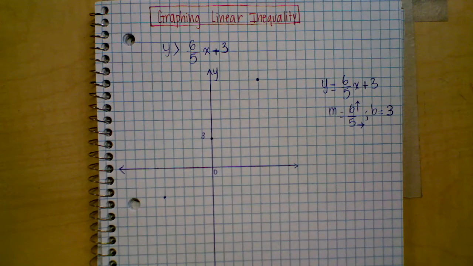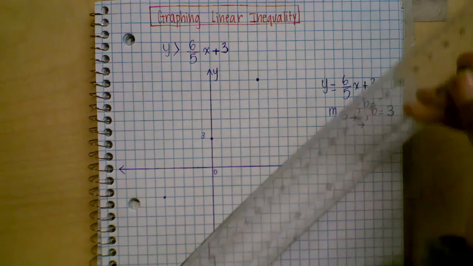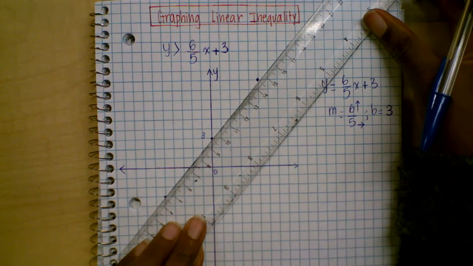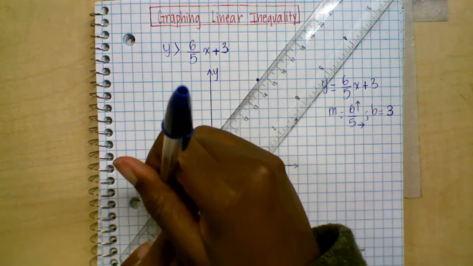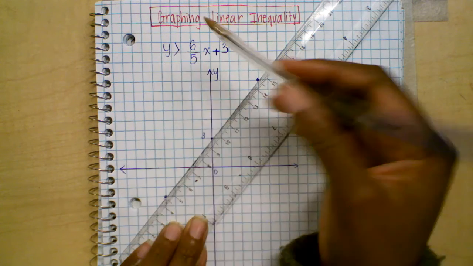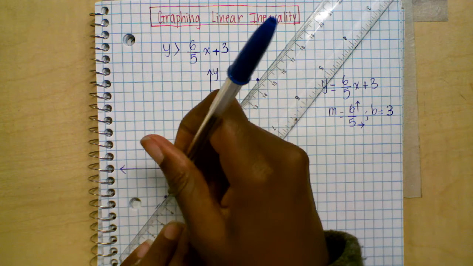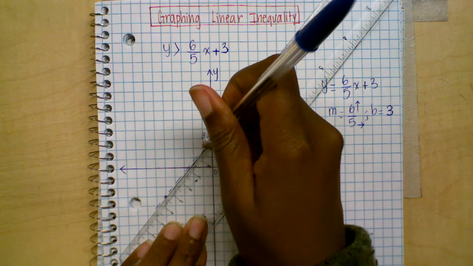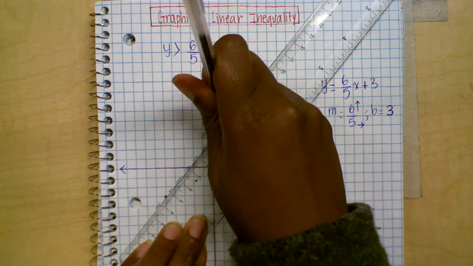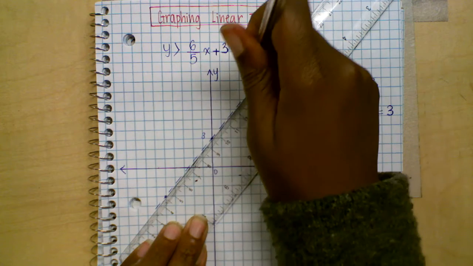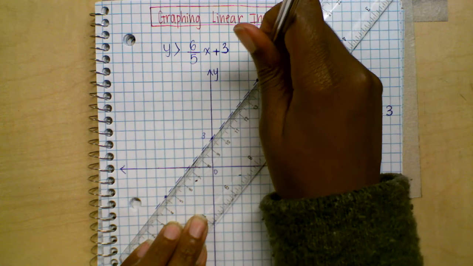Okay, since you don't have a line under the inequality, you're not going to use a solid line, so it's going to be a dash line. I'm going to use a dash line because we don't want to include the points on the line. The solutions are not going to be on the line.